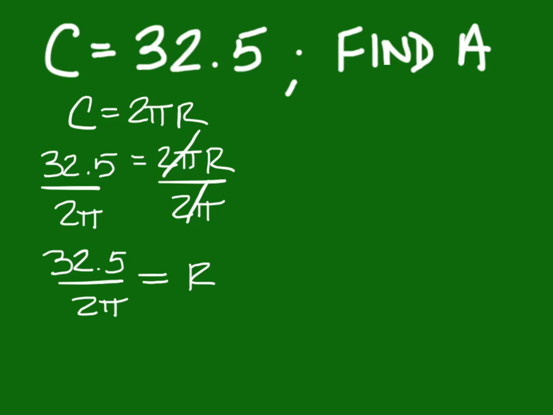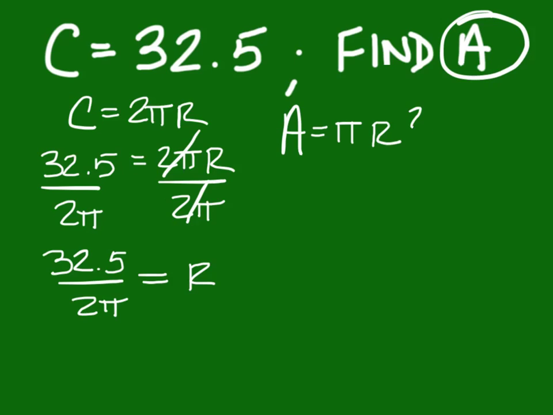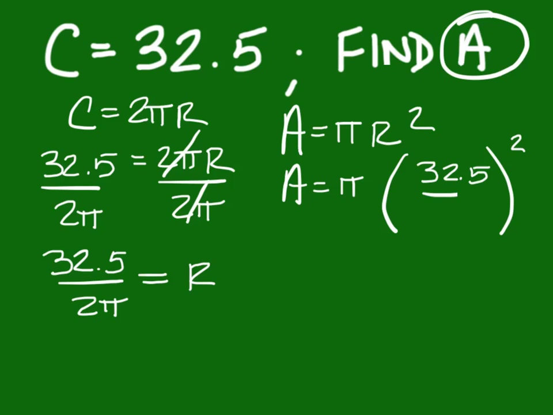You're finding A. A equals pi r squared. So pi times the quantity squared of what you found for r. In your calculator, you're going to have to do the parentheses first. So 32.5 divided by, you need parentheses around 2 pi. And then square your answer for that and multiply by pi. Should come up with 84.1.